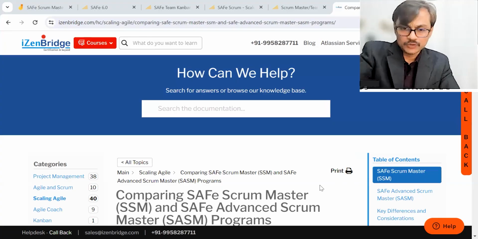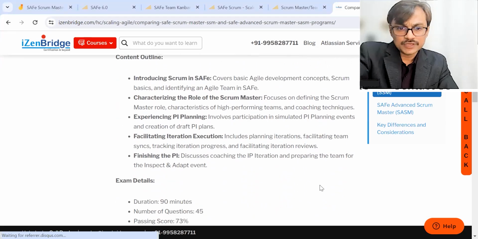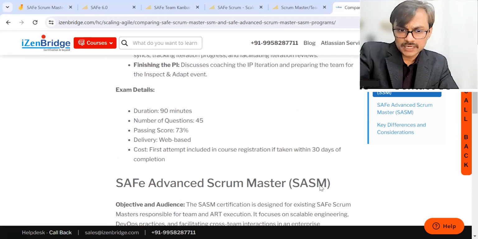Now, the type of people who do SAFe Advanced Scrum Master is positioned for people who are planning to get into a release train engineer job, a next-level job. So you are saying you have been a Scrum Master for a while, and now you want to do the next thing. That is where you go for the SAFe Advanced Scrum Master class.